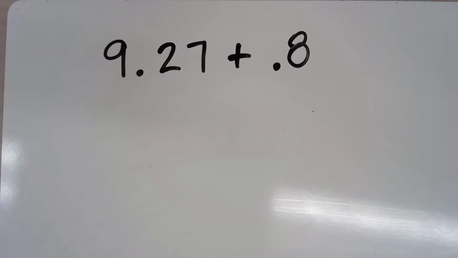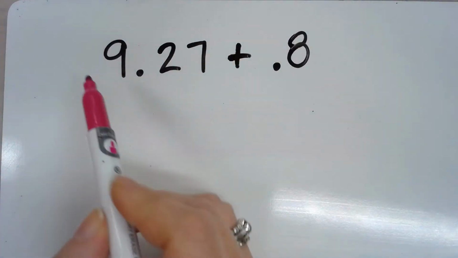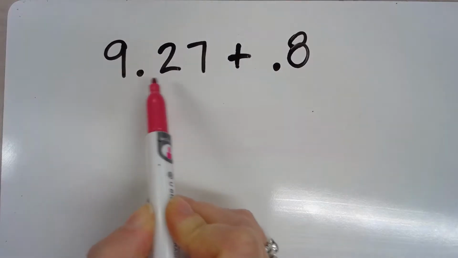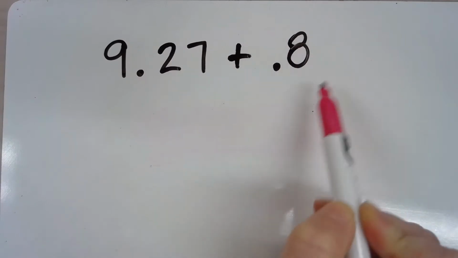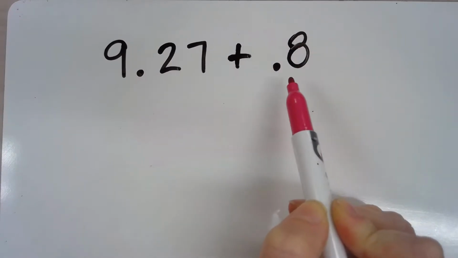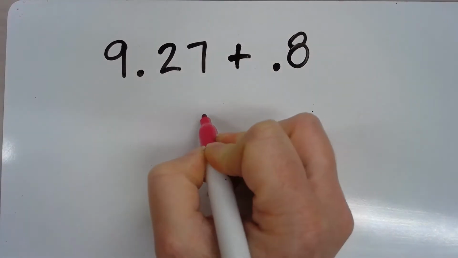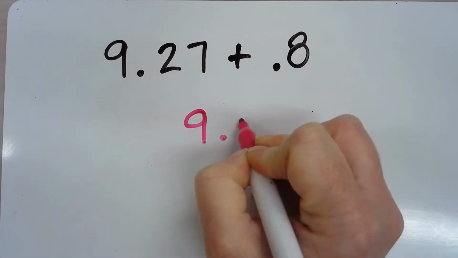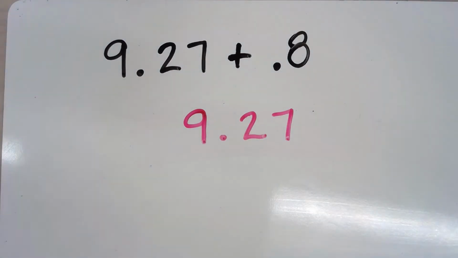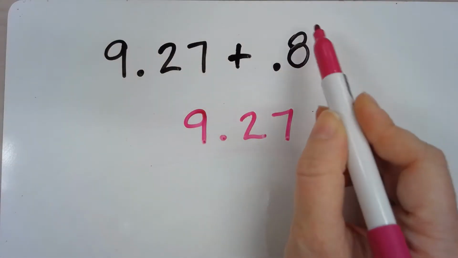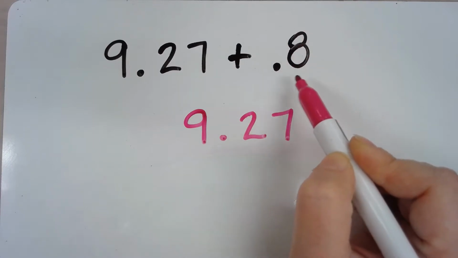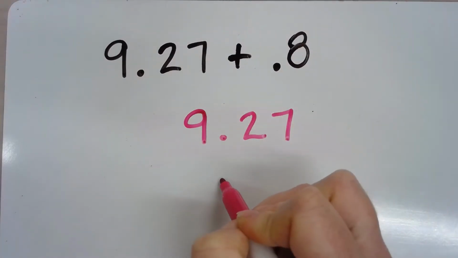Let's take a look at this adding decimals problem. Here, my first add-in is 9 and 27 hundredths. I'm going to add this second add-in, which is 8 tenths. Remember, mathematicians, as I stack these numbers, I need to make sure that my place values align. This place value, the tenths place, where the 8 is sitting, follows right behind the decimal point.